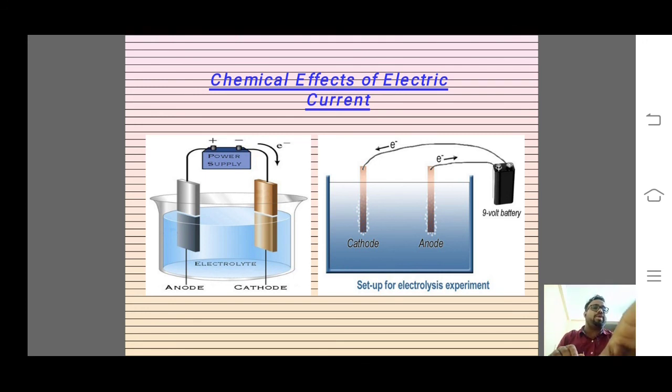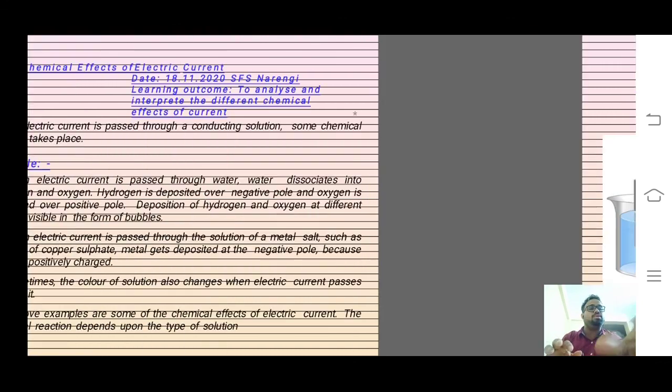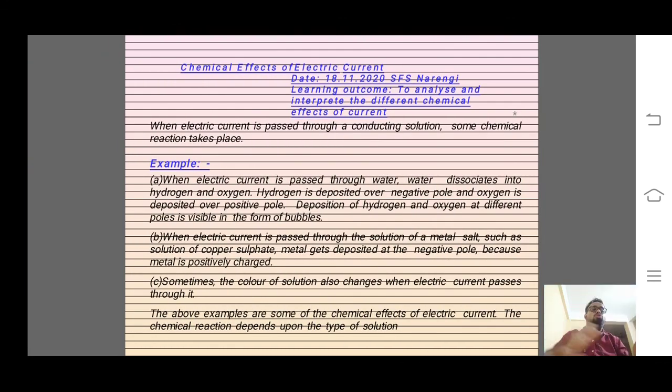So power supply. Have you seen a power supply? Plus is connected to the anode and minus is connected to the cathode. So these are the two poles. And when you pass current through it, the water breaks into hydrogen and oxygen. So when hydrogen is deposited over the negative pole and oxygen is deposited over the positive pole, you can see the effect in the form of bubbles. So bubbles are the chemical effect of electric current which can be seen when current is passed through water.